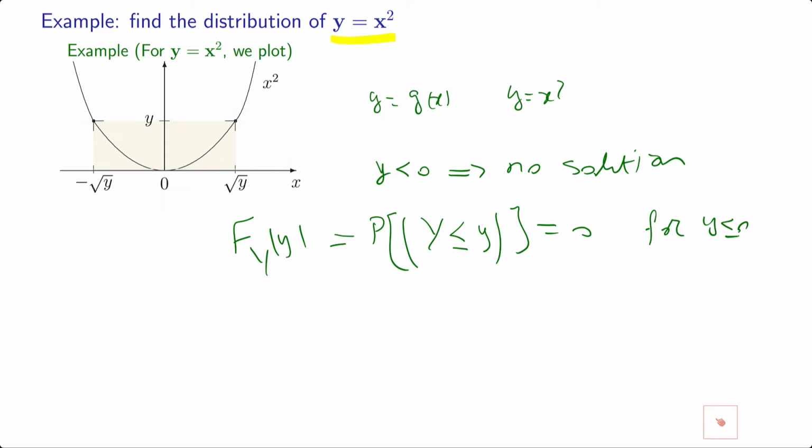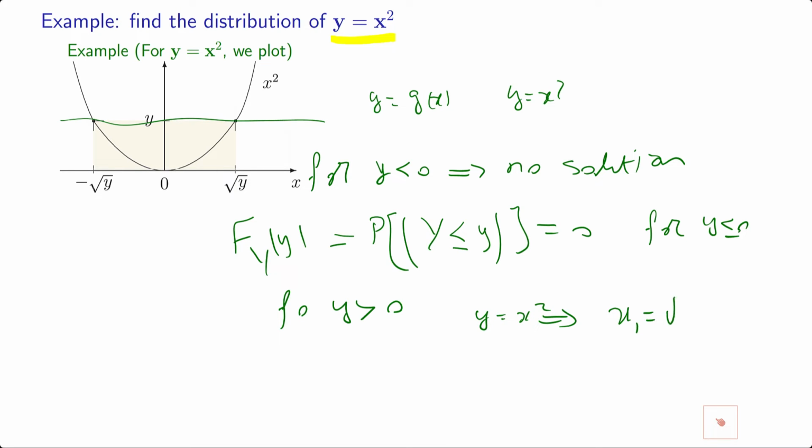Obviously, if y is positive, for y being any positive number, like here, I draw this line and I solve this equation, y equal x2, I get two solutions. I get x1 equal to a square root of y, and I get x2 is equal to minus square root of y. So you see that this is my first solution x1, this is my second solution x2.